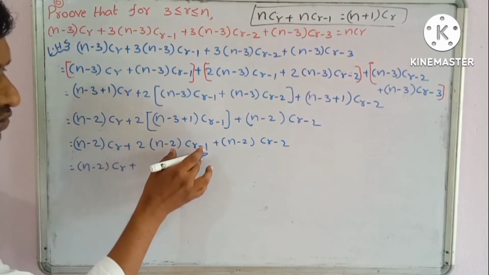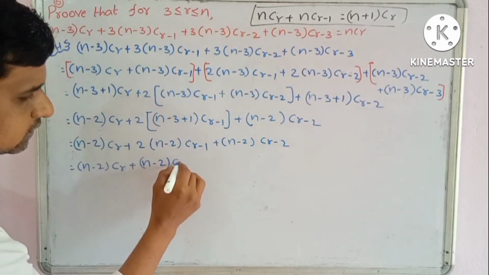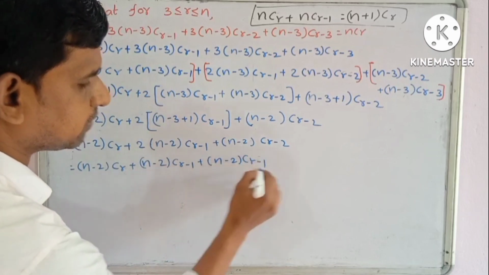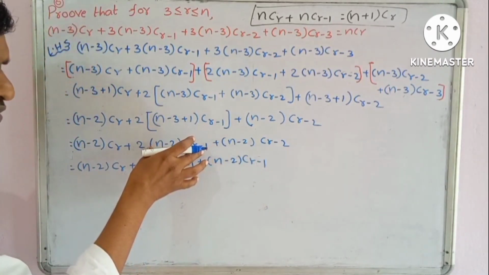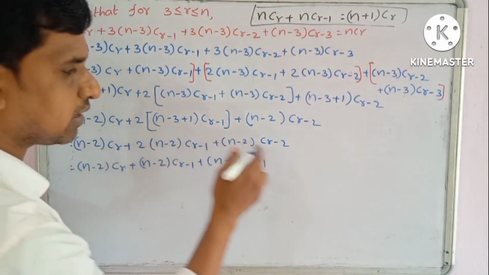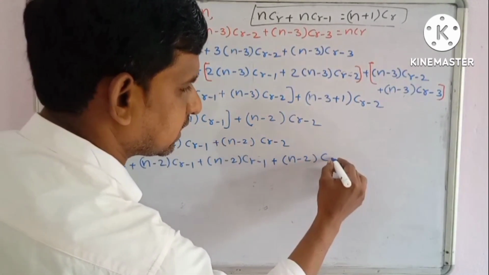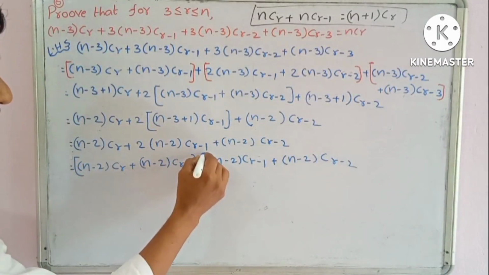That equals (n minus 2)Cr plus 2 into (n minus 2)C(r minus 1), converted into (n minus 2)C(r minus 1) plus (n minus 2)C(r minus 1). So (n minus 2)C(r minus 1) equals 2 into (n minus 2)C(r minus 1) plus (n minus 2)C(r minus 2). Now keep brackets for the first two terms and the next two terms.